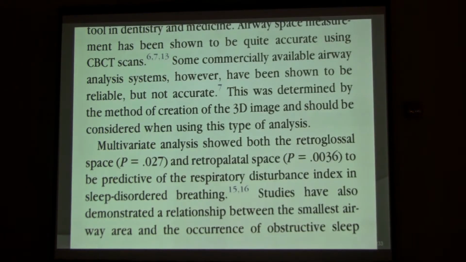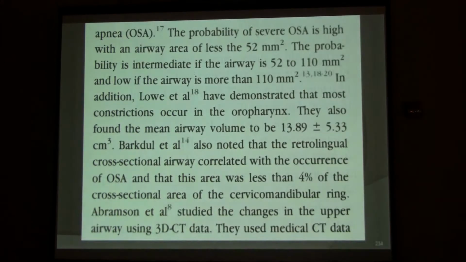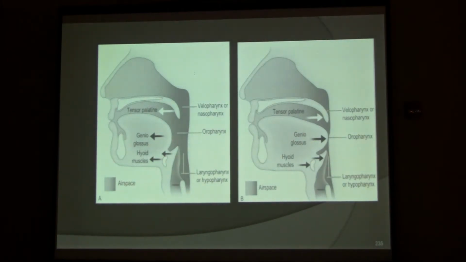Multivariate analysis shows both the retroglossal space and the retropalatal space can be predictive of respiratory disturbance index. Probability of severe OSA is very high with an airway of less than 52 millimeters. Here we can see the tongue pushing back against the oropharynx. There we see the velopharynx, nasopharynx, and the laryngopharynx. And as we advance that mandible, the uvula stops vibrating as much, the snoring stops, and the airway increases nicely.